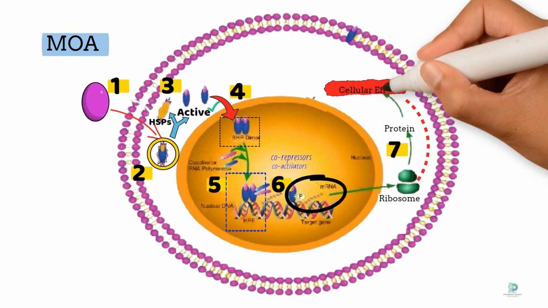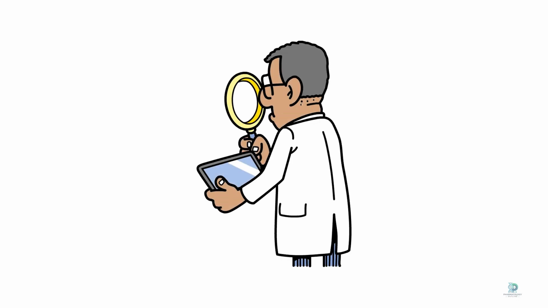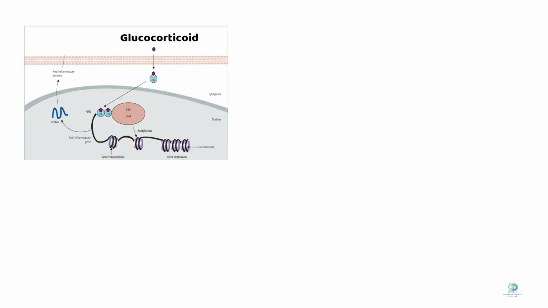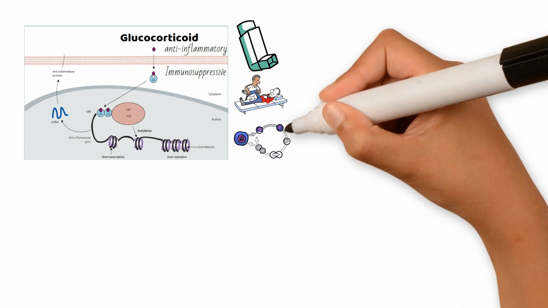7. Protein synthesis and cellular effects. The resulting mRNA is translated into protein, leading to altered cellular function. Let's explore some specific examples and their clinical significance. Glucocorticoid receptors. These receptors are targeted by glucocorticoids, a class of drugs widely used for their anti-inflammatory and immunosuppressive properties. They are used to treat conditions such as asthma, rheumatoid arthritis, and certain cancers.